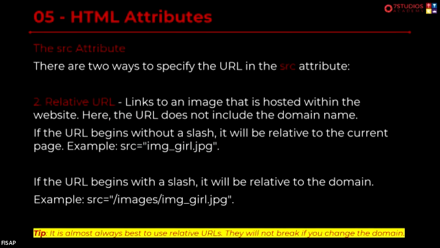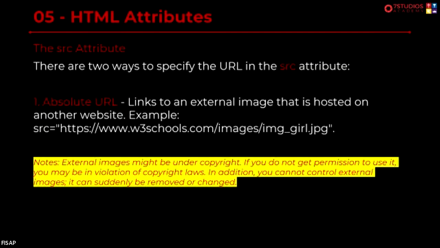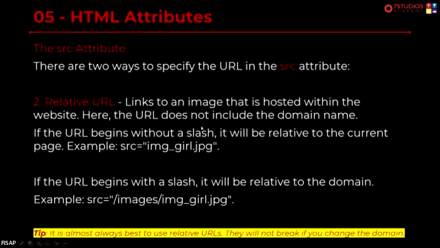So the second way is relative URL. Relative URL links to an image that is hosted within the website. Here, the URL does not include a domain name. But in the previous one, we can see that there's a domain name here. The external website is here. But for this relative one, the URL does not include any domain name. And that's what we used yesterday, the relative URL for our source. So an example is where you see src equals image_girl.jpg.